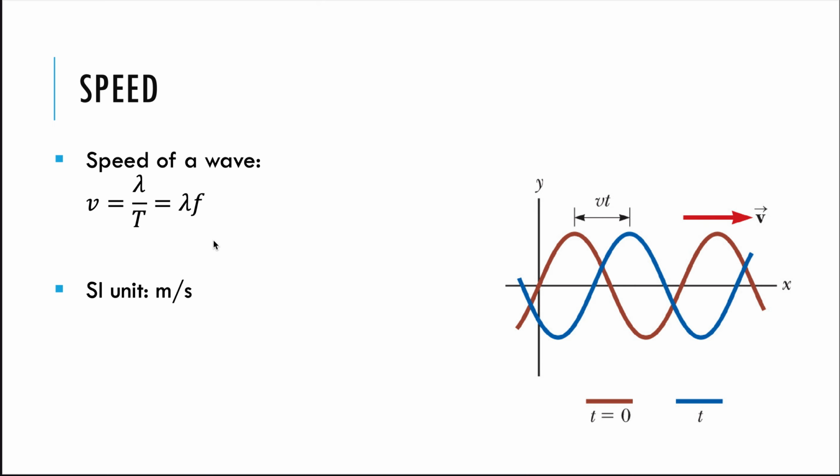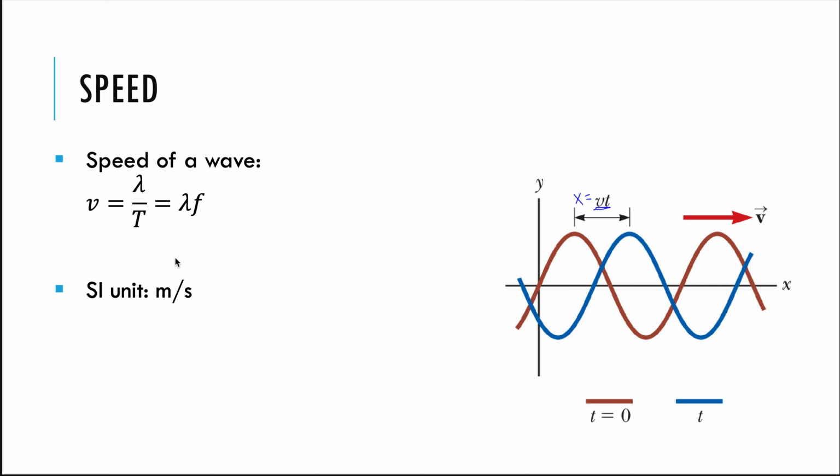And the last thing is the speed of a wave. So this picture is emphasizing that the wave is traveling. So we have the red wave, which is the original wave, and then it's moving to the position where now you see the blue wave. So how far has it traveled? Well, it has traveled a distance of the speed times the time.